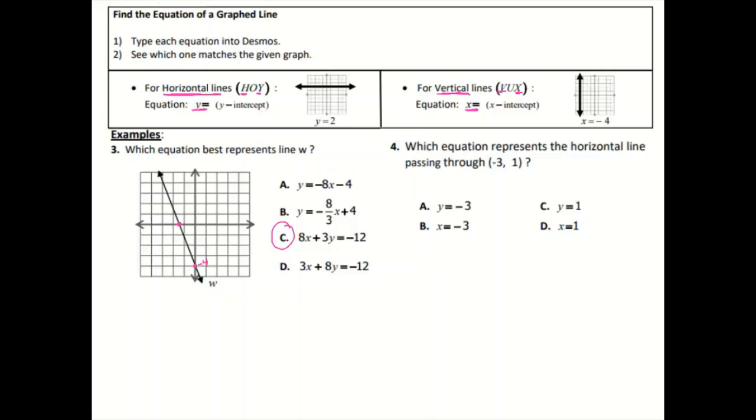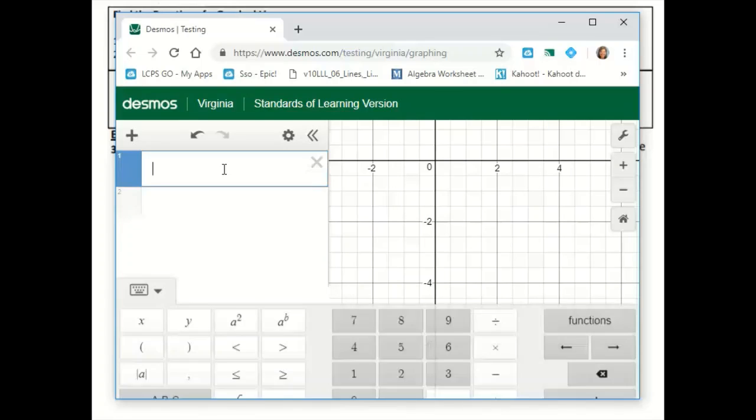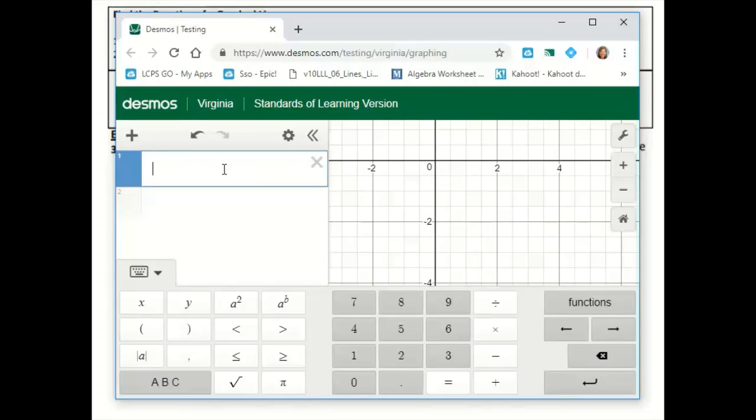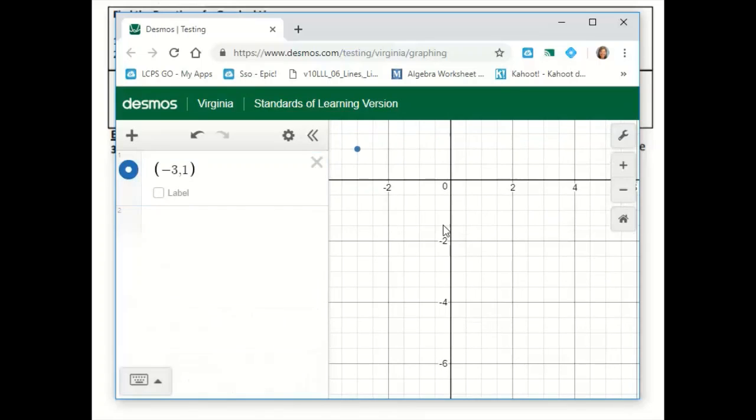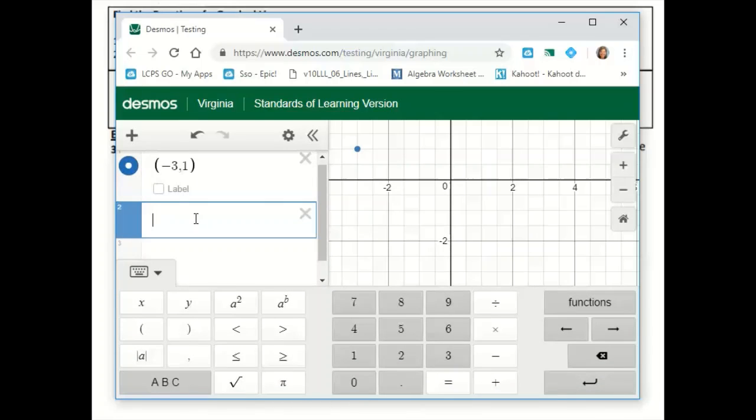Example 4 says, which equation represents the horizontal line? Okay, so it's going to look something like this, passing through -3, 1. So again, I can come up here and I can type points in. Whenever you get points, you can type them in and see where they would be. So I have -3, 1. Okay, I can see that's where that one is. And I want to see which of these lines goes through it. So you can try all of them and see which one works.